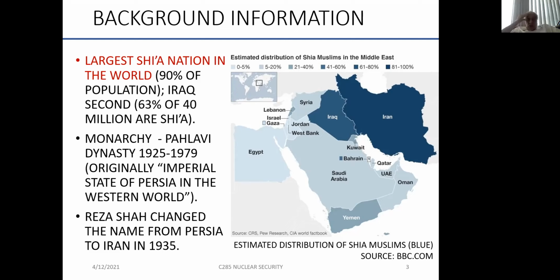In the 20th century, the Pahlavi dynasty was established and lasted from the mid-1920s till 1979. The country was originally called the Imperial State of Persia in the Western world, but then Reza Shah, who was the father of the Shah of Iran, changed the name from Persia to Iran in 1935. Okay.